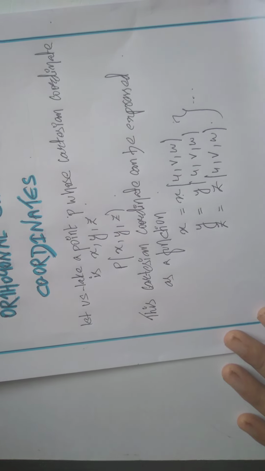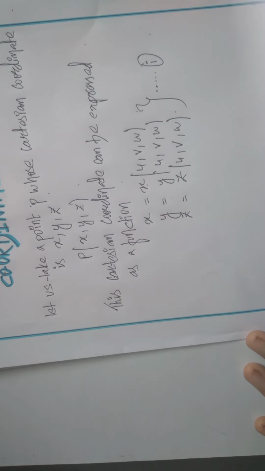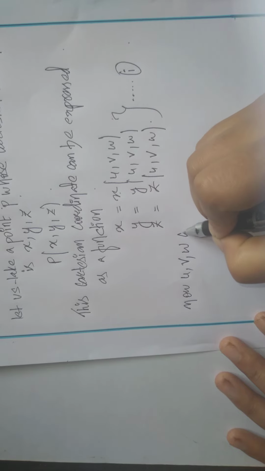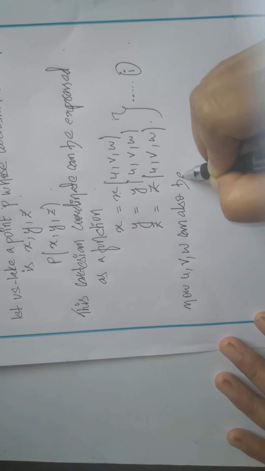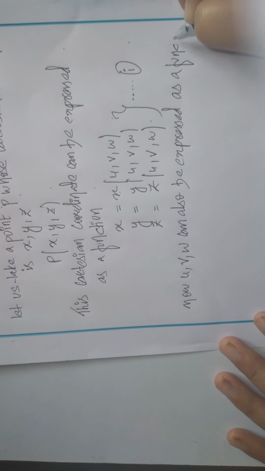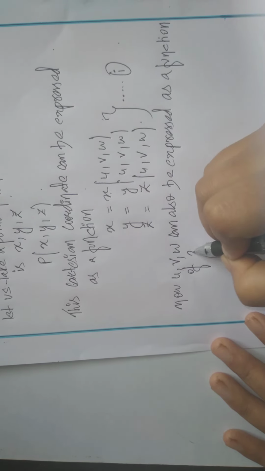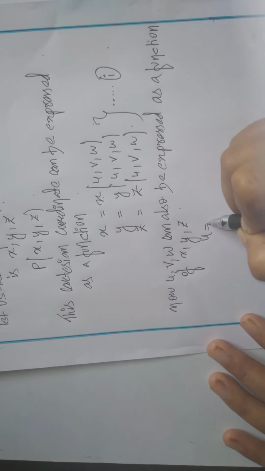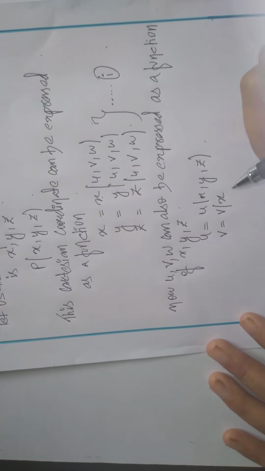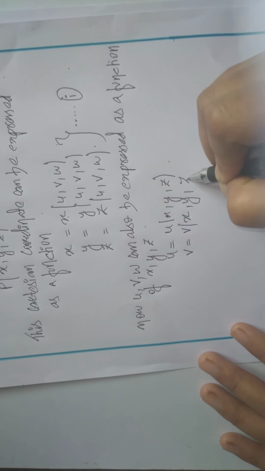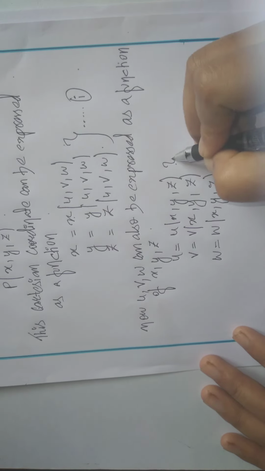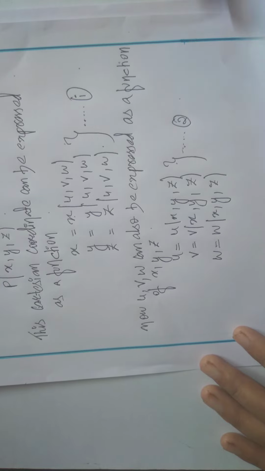Let us name this set as set 1. Now u, v, and w can also be expressed as functions of x, y, and z. u is a function of x, y, and z, v is a function of x, y, and z, and w is a function of x, y, and z. Let us name this set as set 2.